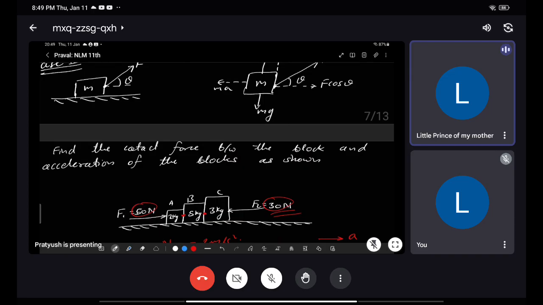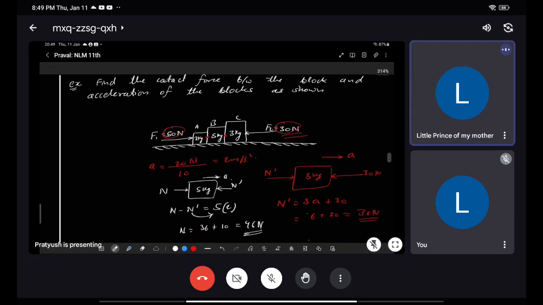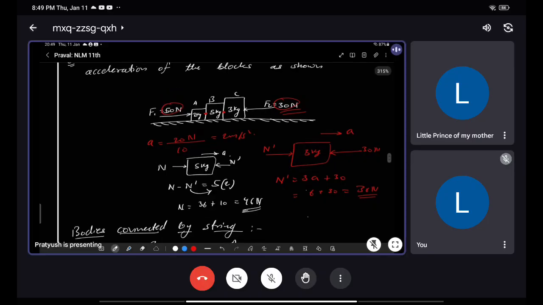Sir, acceleration 2, sir. And the forces were 36 and 46. Fine, very good. 36 and 46, and acceleration is 2 meters per second square. How? Again, same thing we did. Total force divided by total mass. Total mass is 10. Total force is 20. 50 minus 30 is 20.